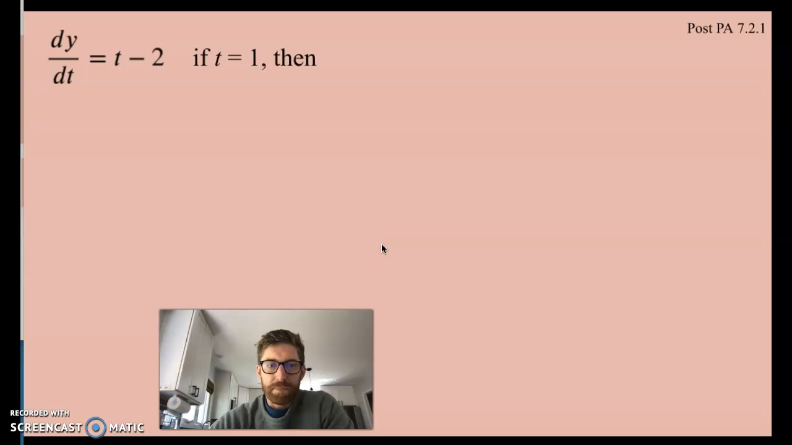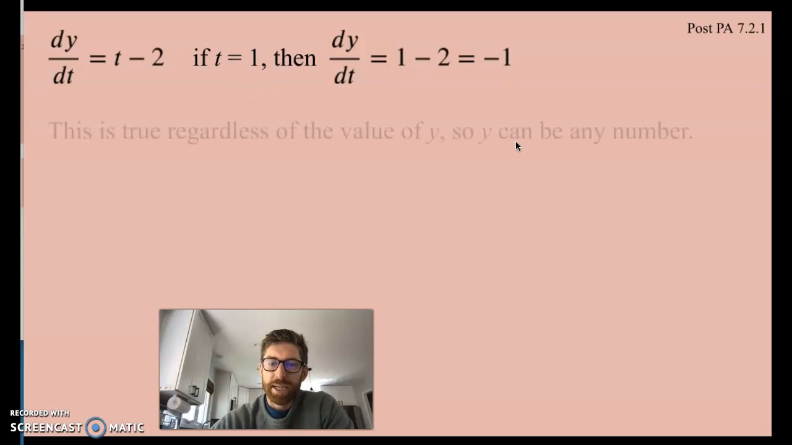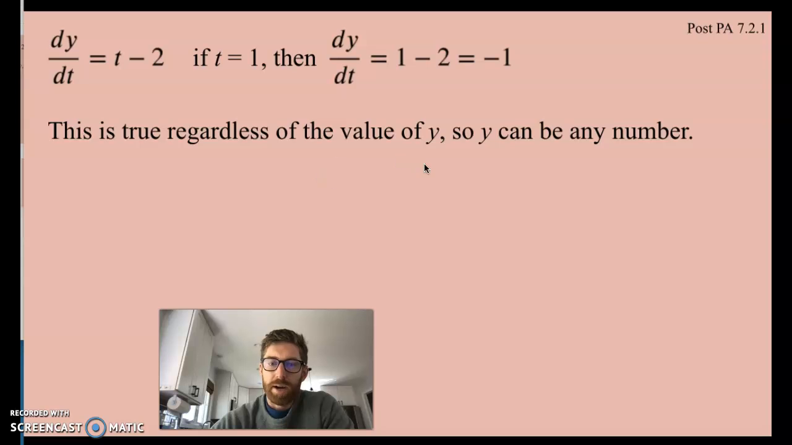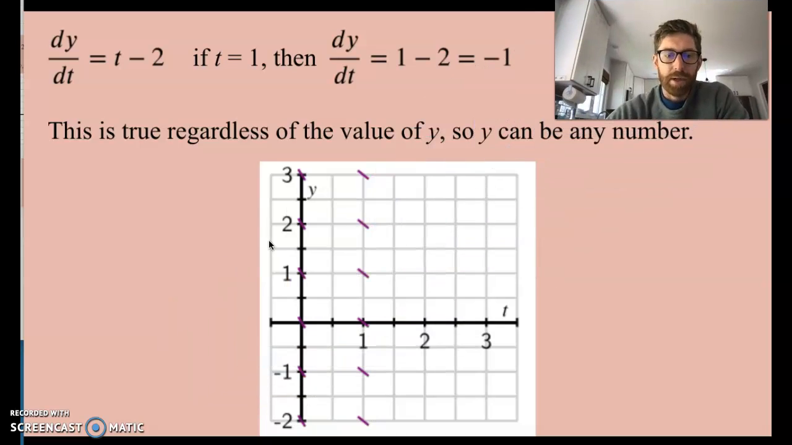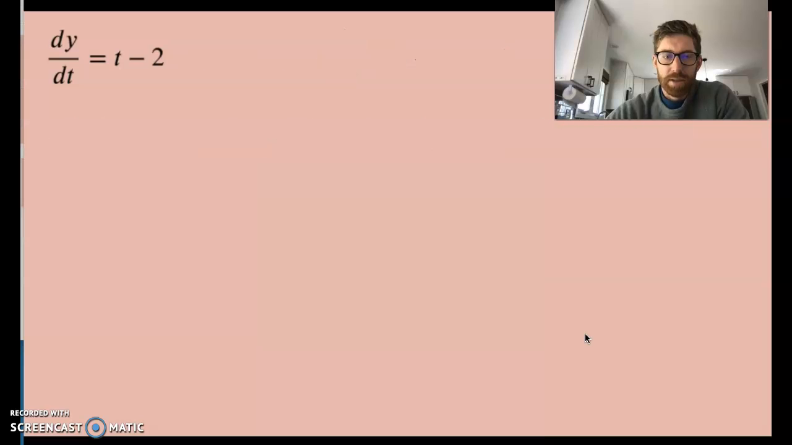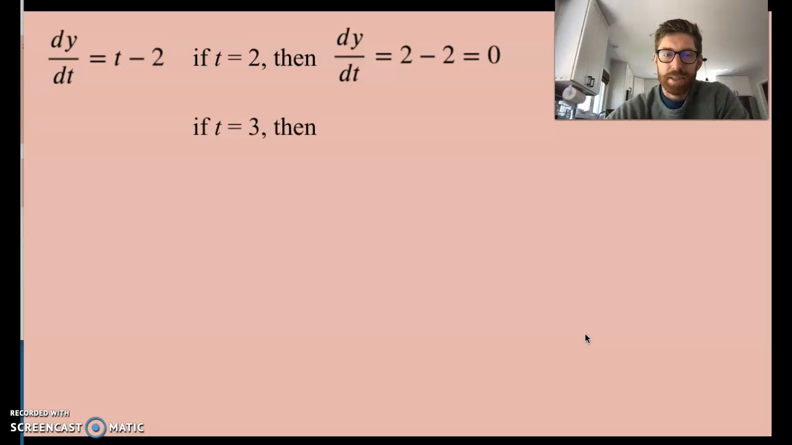And you guessed it, what if t is 1? Well, then dy/dt, the slope of the tangent line when t equals 1, is going to be negative 1. This is regardless of wherever you go on the y, so y can be any number it wants to be. You'll notice at 1, the slope is starting to level out, down 1 over 1. Again, these are little local linearizations. What if t equals 2? Then the slope of the tangent line is going to be 0. What if t equals 3? Then the slope is 3 minus 2, which is 1.